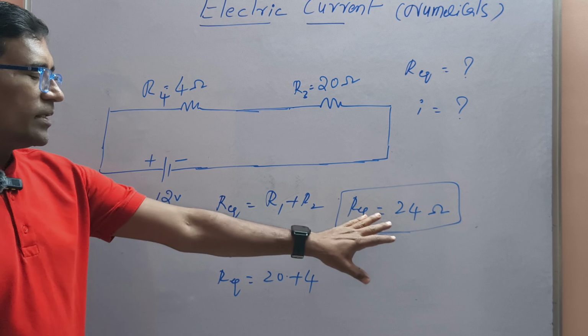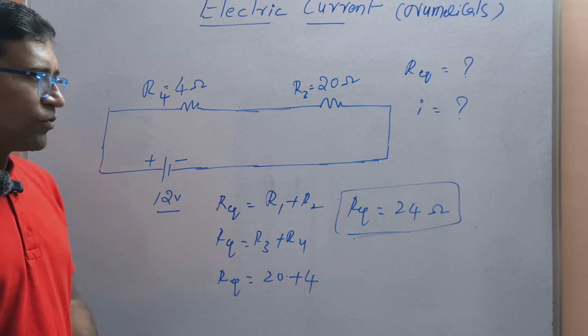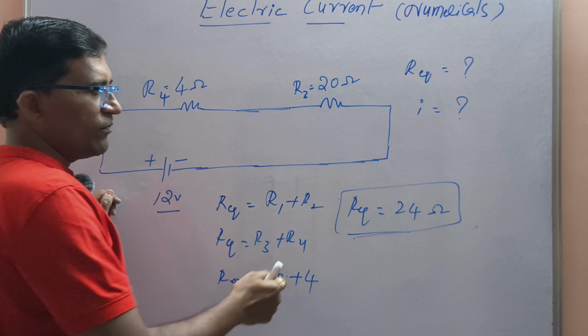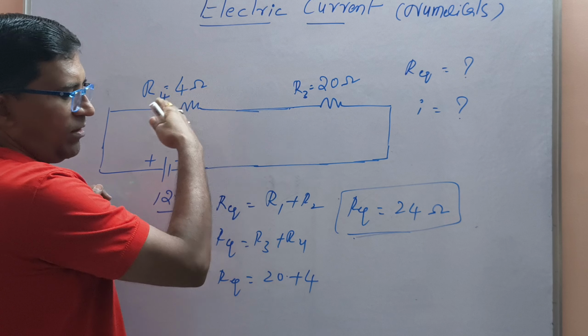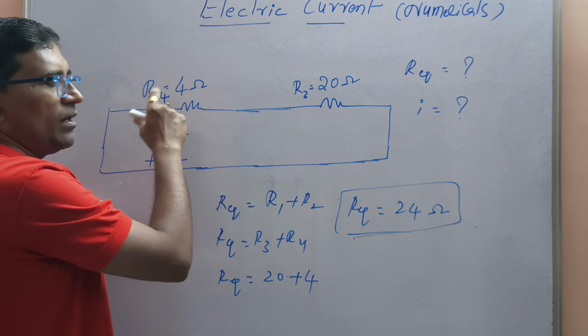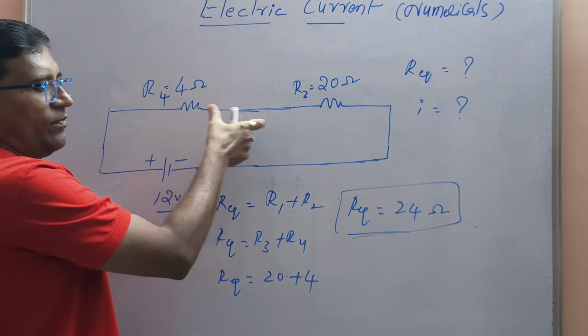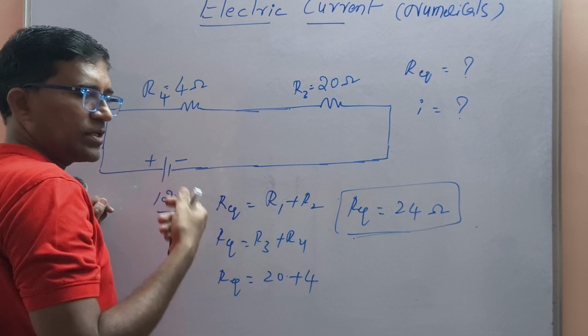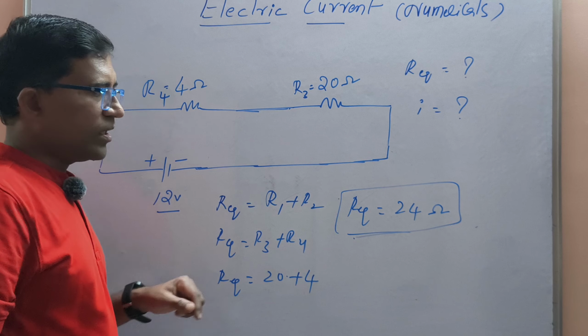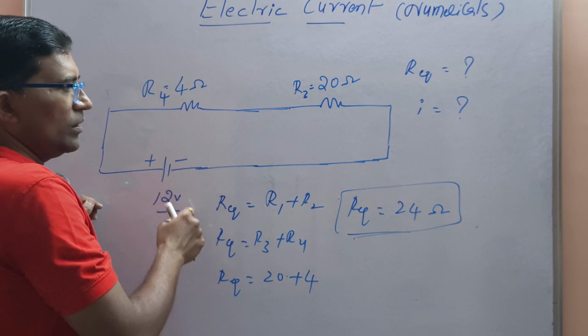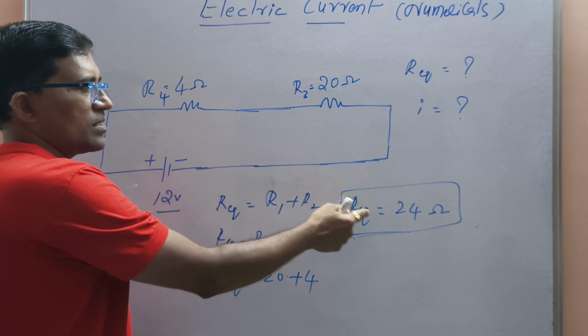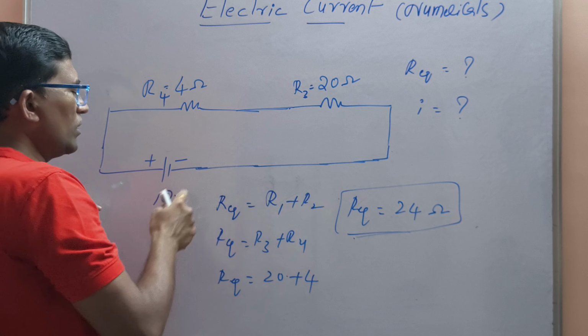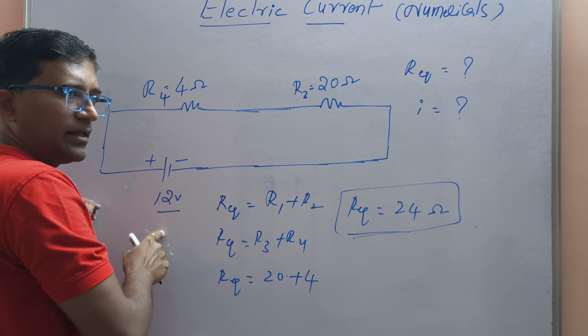Understood? So R equivalent is 24 ohm. Then he asked to find out, we found R equivalent of all the resistors. Initially they are parallel. After doing that we got this one and we connect both of them now, both of them in series. Then you got R equivalent is 24 ohm. We got total resistance is 24 ohm, and we already have a 12-volt battery.